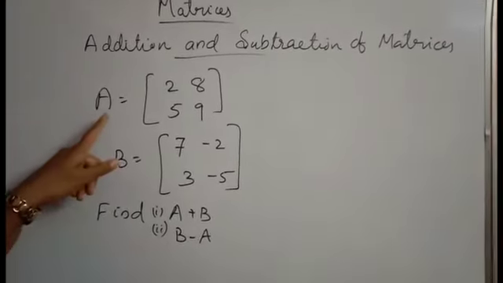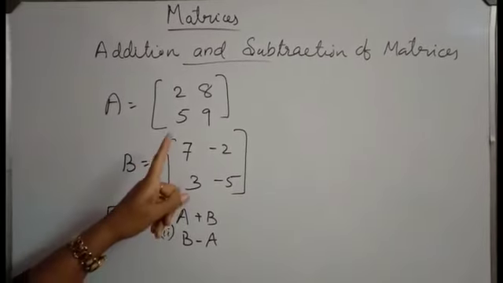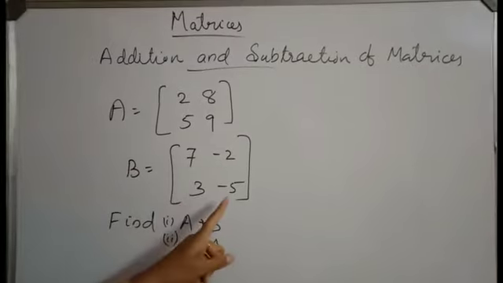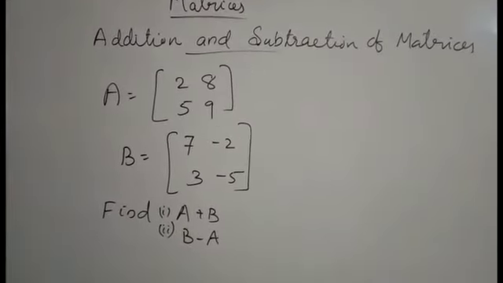Now, this question is for you. A is equal to matrix 2, 8, 5, 9. B is equal to matrix 7, minus 2, 3, minus 5. Find A plus B and B minus A. Let me know your answer in the comment box.